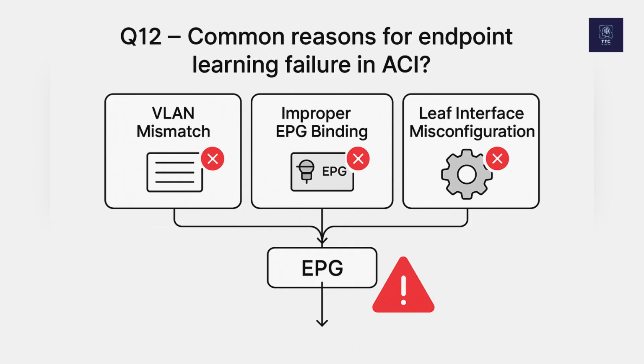What are common reasons for endpoint learning failure in ACI? VLAN mismatch between physical port config and EPG. Improper EPG bindings to interface profiles. Leaf interface misconfiguration or lack of policy application. Always check interface selectors, AAEP bindings, and BD associations to fix endpoint learning issues.